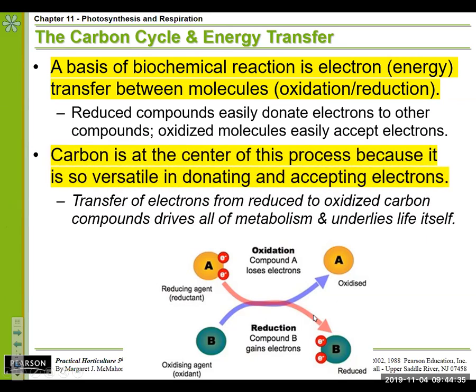Carbon is at the center of the process because it is so versatile in donating and accepting the electrons, which basically underlies all the metabolism of plants and animals and life itself.